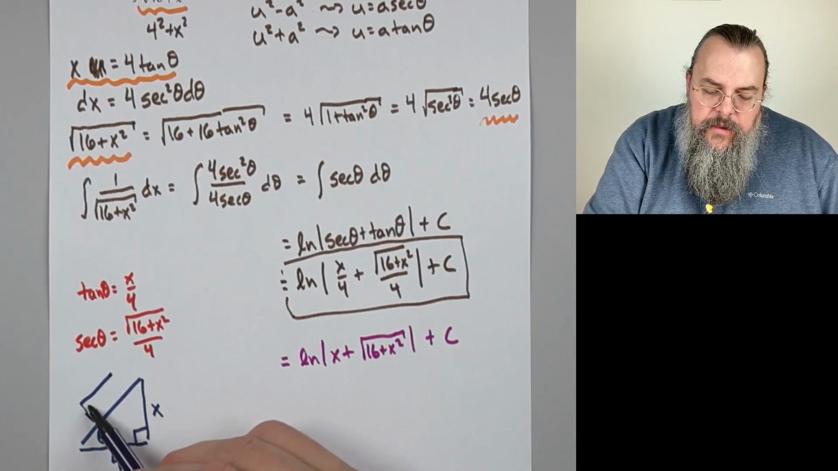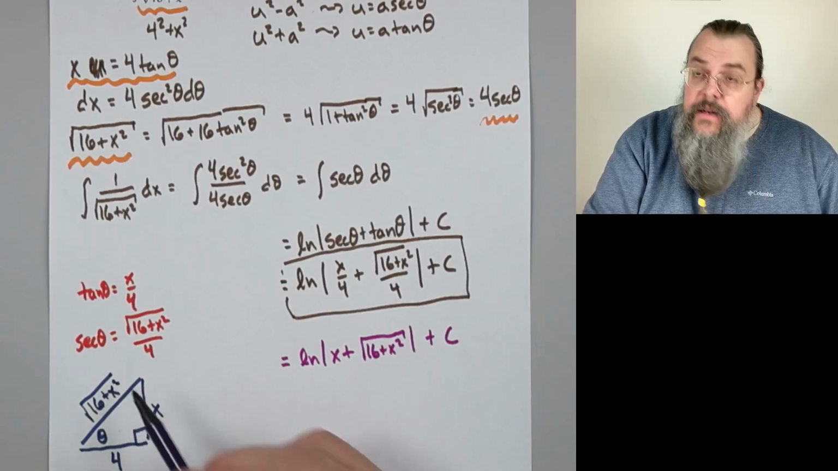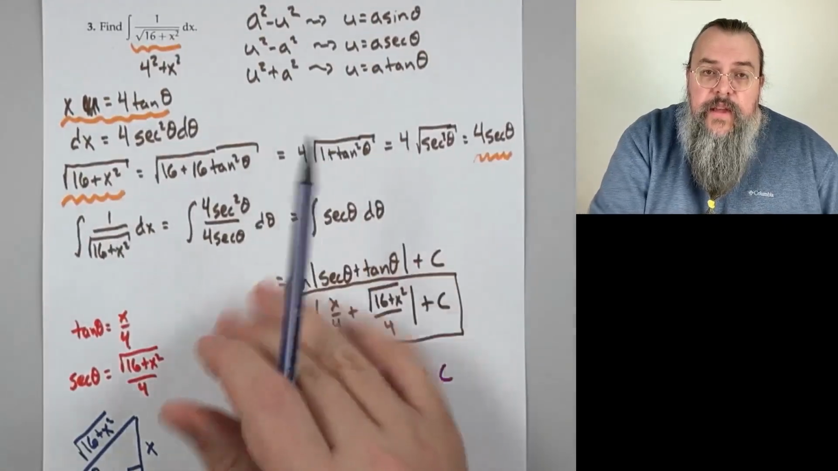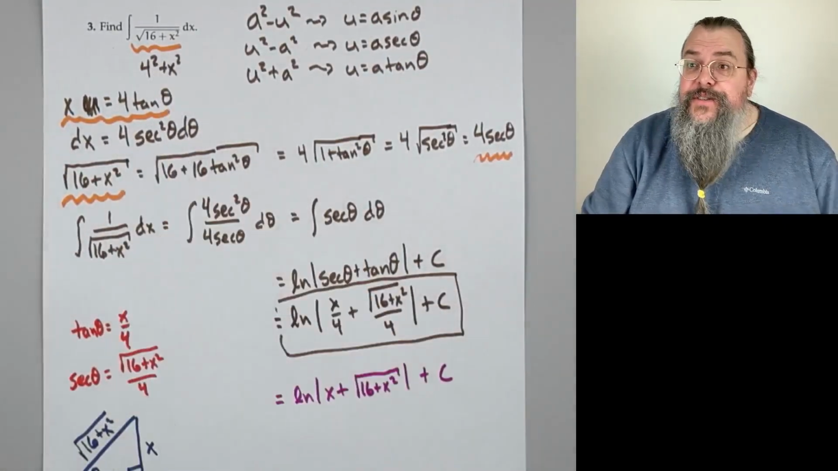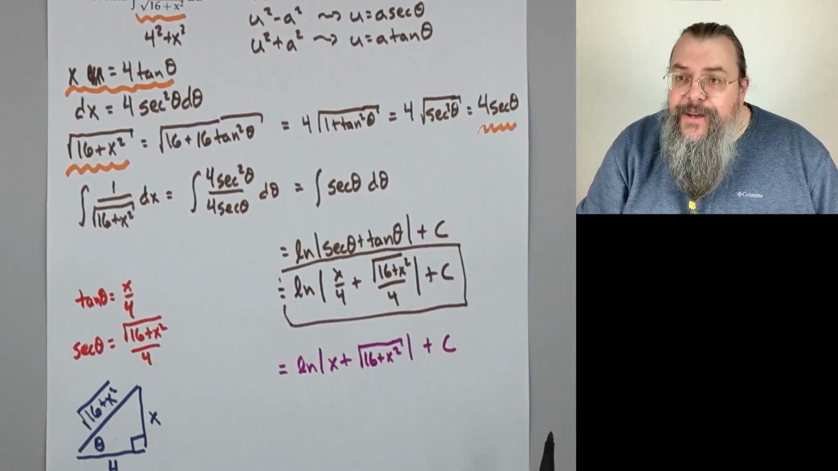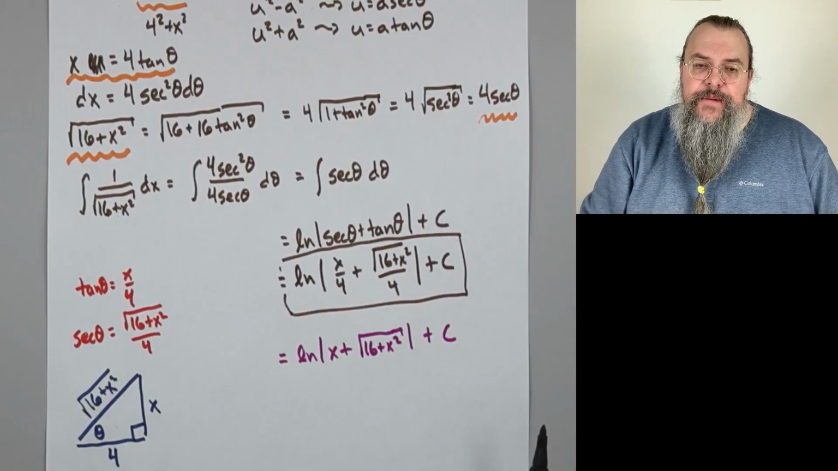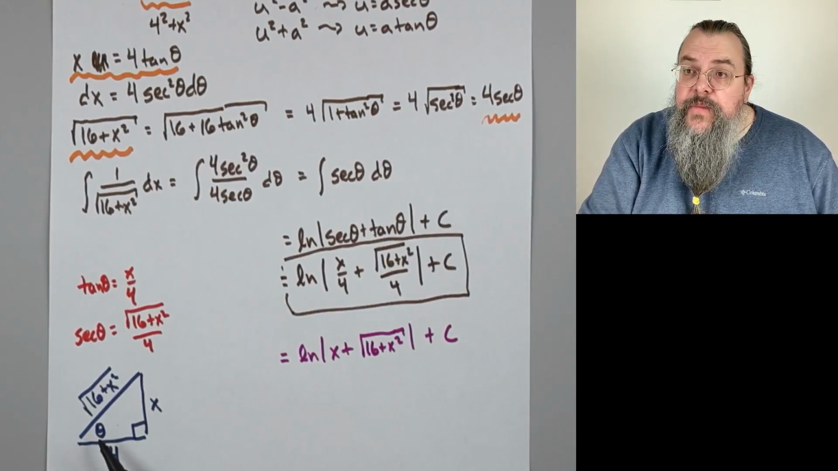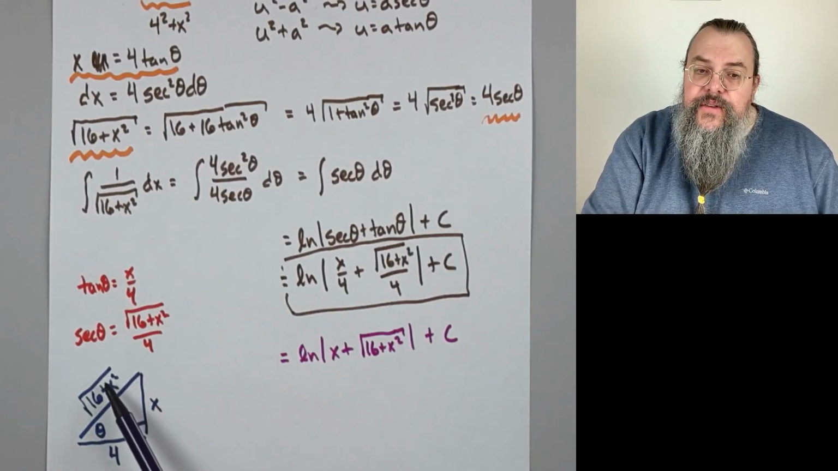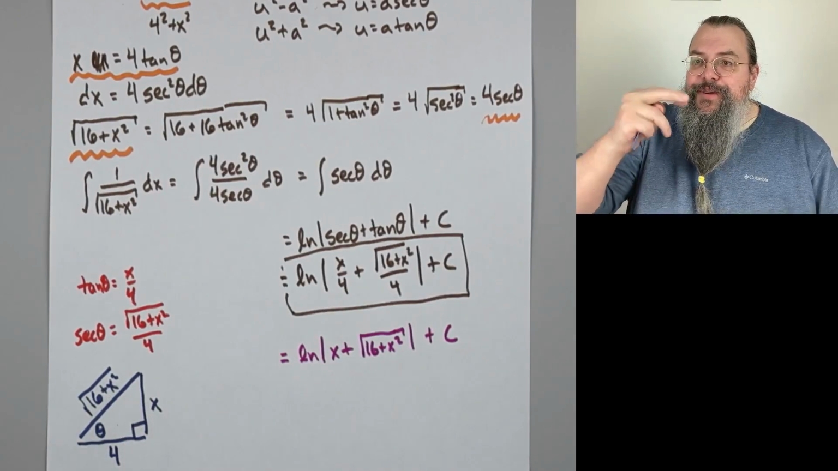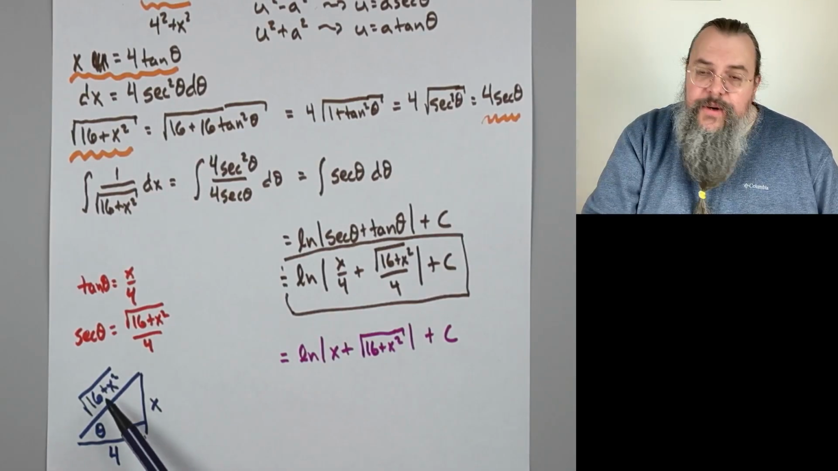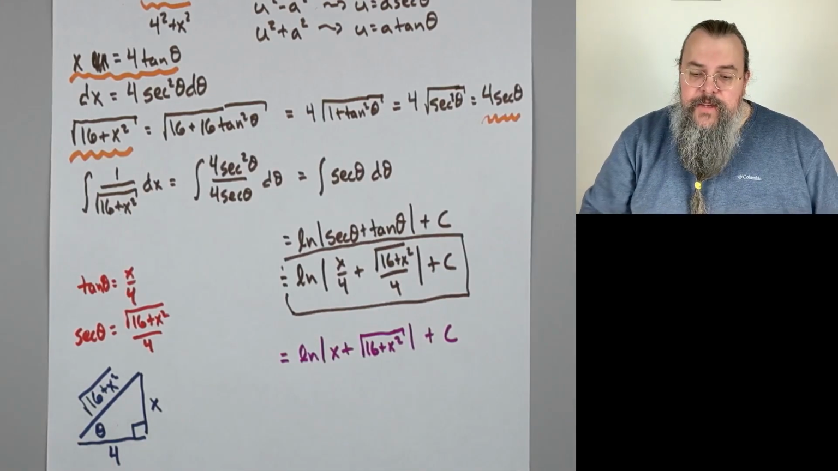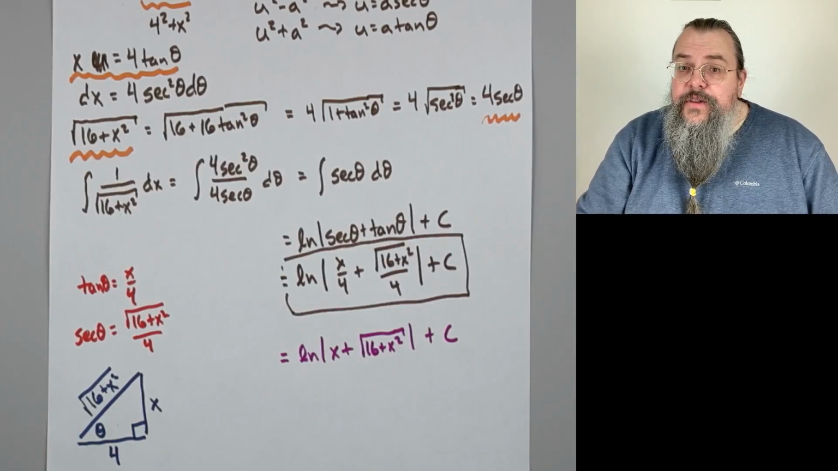And lo and behold, and not a coincidence, the missing side is the same thing that motivated our original substitution. That's what we'd expect to happen. Now, how do you find secant? That's the hypotenuse over adjacent, the flip of cosine. So that's how you get the square root of 16 plus x squared over 4. So that's an alternative way to find secant. Those are the 2 comments.